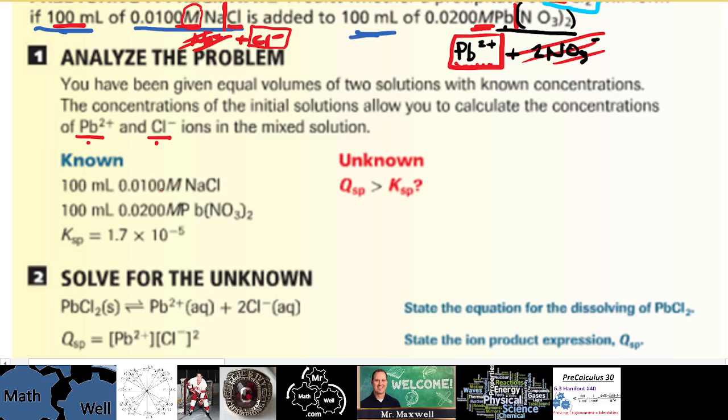Well, we have 100 mils of 0.01, 100 mils of 0.02 of this one, and the Ksp we have to look up, and you would find out that that Ksp is 1.7 times 10 to the negative 5.